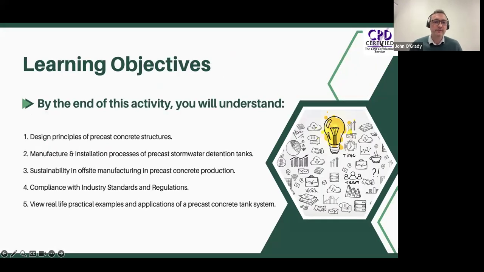So we have a few learning objectives. By the end of this session, hopefully, you'll understand a bit more on the design principles of precast concrete structures, manufacture and installation processes of precast stormwater detention tanks, a little bit about offsite manufacturing in the space and sustainability, compliance with standards and regulations, and we look at a good few real-life practical examples and the applications of a precast concrete tank system.